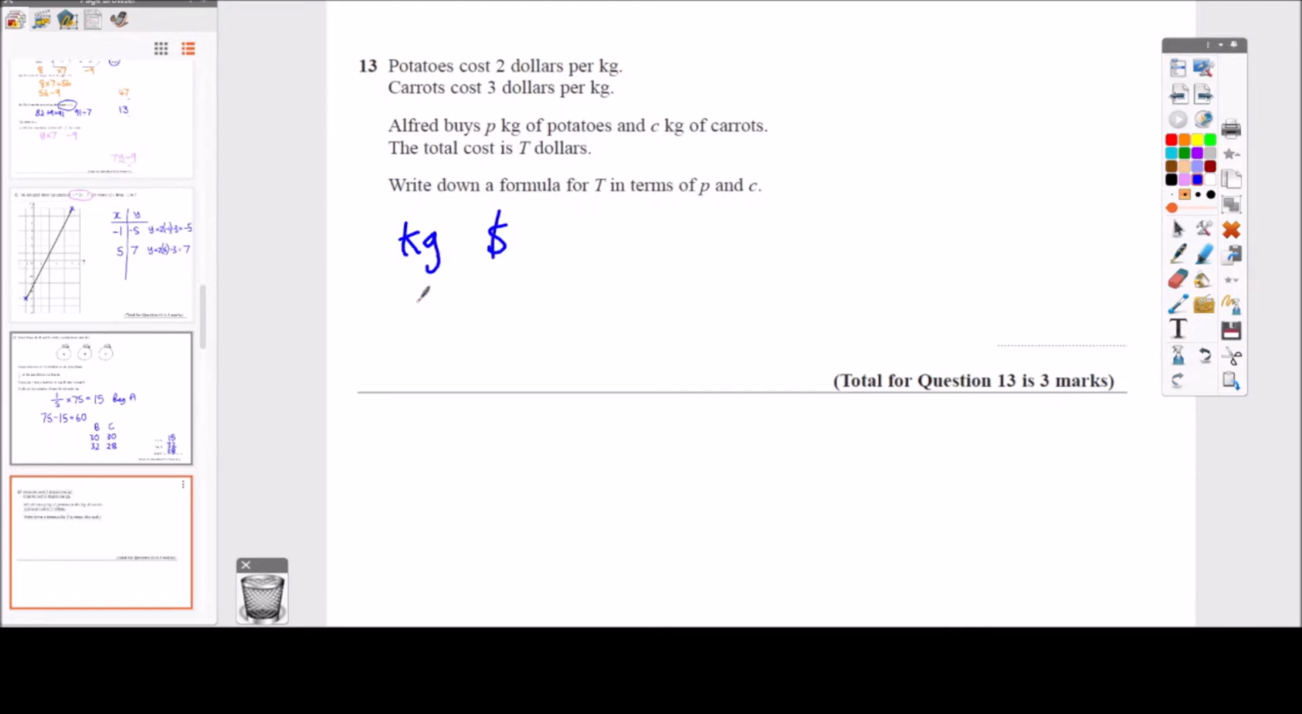If he bought 1 kilogram, it would cost him $2. If he bought 10 kilograms, because it's $2 per kilogram, it would cost him $20. So how do we get from kilograms to dollars? We just times by 2. So if Alfred buys P kilograms of potatoes, timesing that by 2, that's P times 2, or in other words, 2P. So that's the amount of potatoes he buys in blue there.